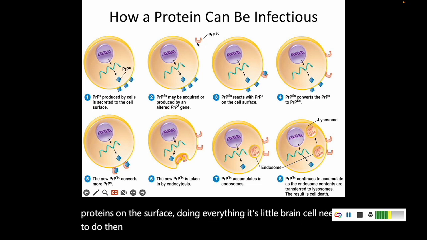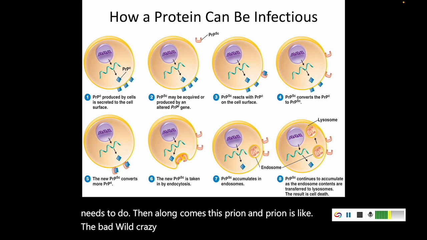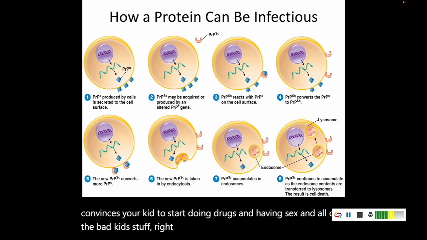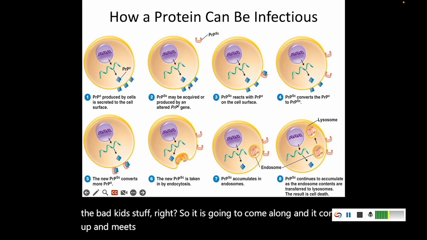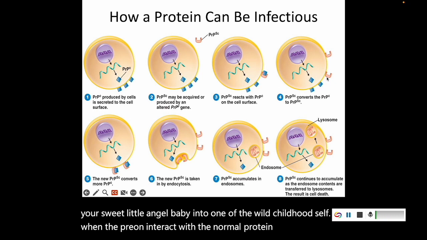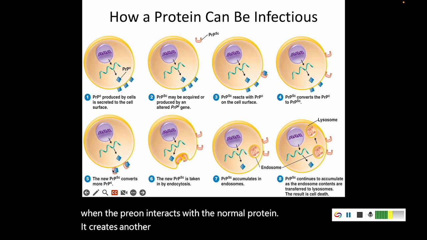Then along comes this prion. And the prion is like the bad, wild, crazy kid at school who comes and convinces your kid to start doing drugs and having sex and all of the bad kid stuff, right? So it comes up and meets your sweet little angel baby and converts it into one of the wild children itself. So when the prion interacts with the normal protein, it creates another prion. So pretty soon it's converting all of the proteins into prions.